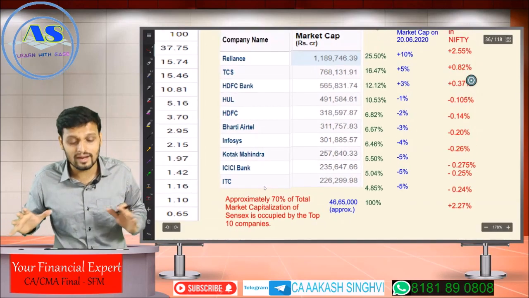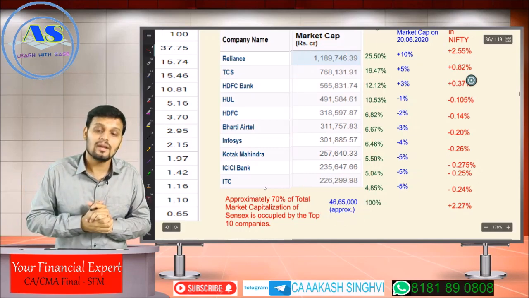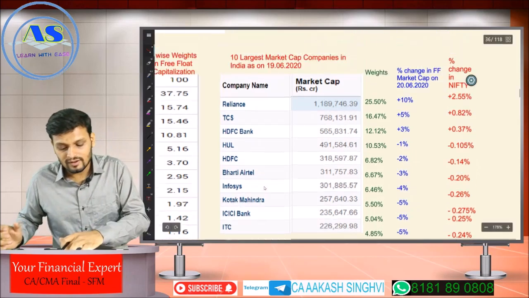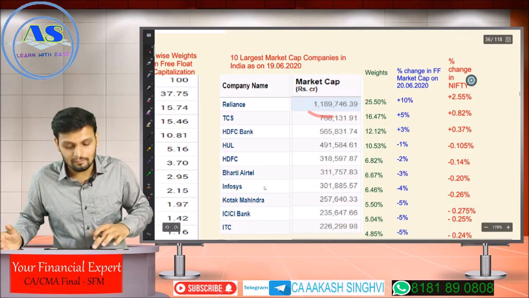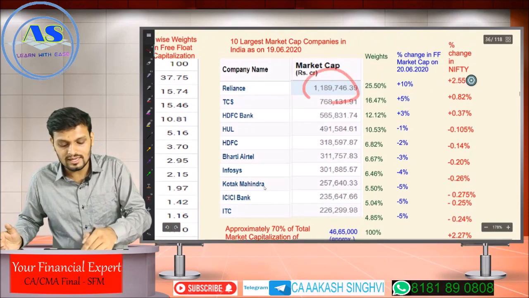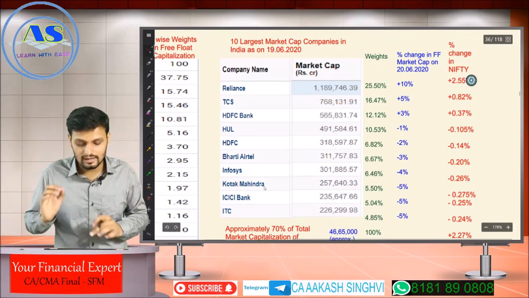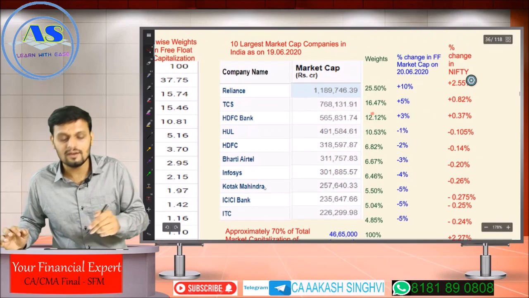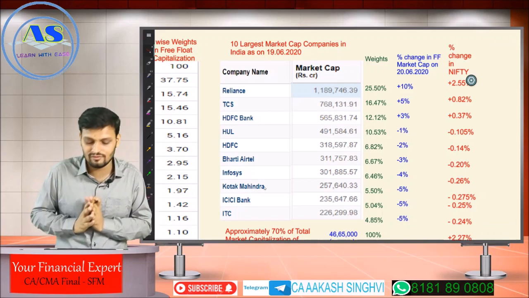Now coming back to our example, the total market cap of the top 10 companies is around 46,65,000 crores. I've tried to give the weights. Now, how to calculate weights? The market cap of an individual company divided by the total market cap will give you the weight of each and every company. For example, 7,68,000 crores divided by 46,65,000 crores will give you a weight of 16.47%. So to convert into percent, just multiply by 100 to get that figure.